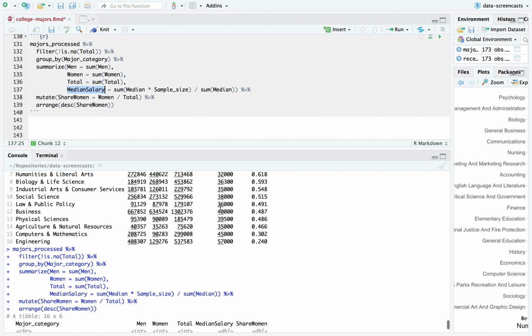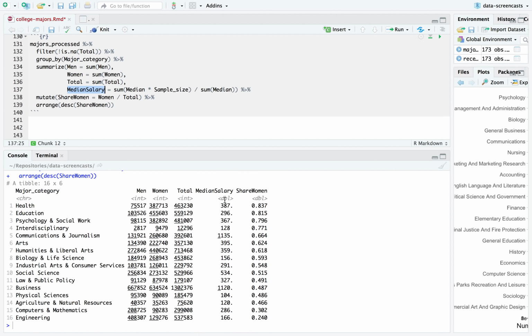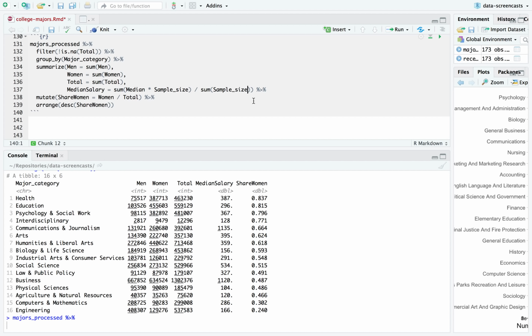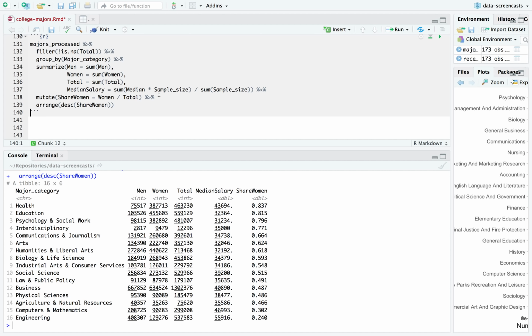All right, so I definitely messed up something there. Sum of sum of median divided by sum of. There, much better. Oops. This is a weighted mean. The other thing was not. It was, yeah. This is much better. Okay. So this is our medians. These are median salaries. We arrange by descending share women. This, I think everyone's going to be interested in these two columns.